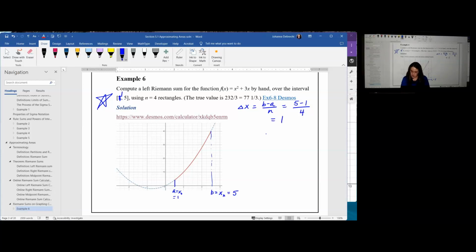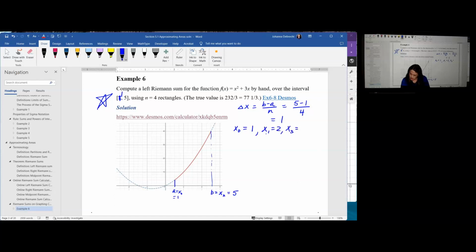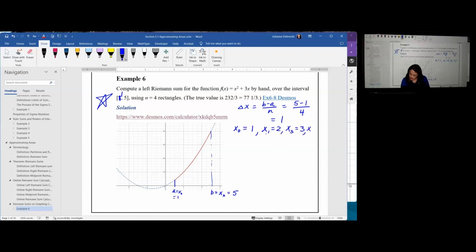Now what I need to do is compute the value of every left endpoint. It's going to be relatively easy here. X sub 0 is going to be 1. X sub 1 is 2. X sub 2 is 3. And x sub 3 is 4. Notice I do not use the last one because I'm doing a left Riemann sum.